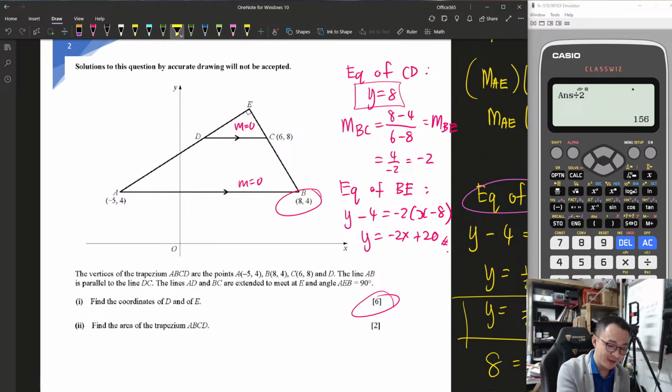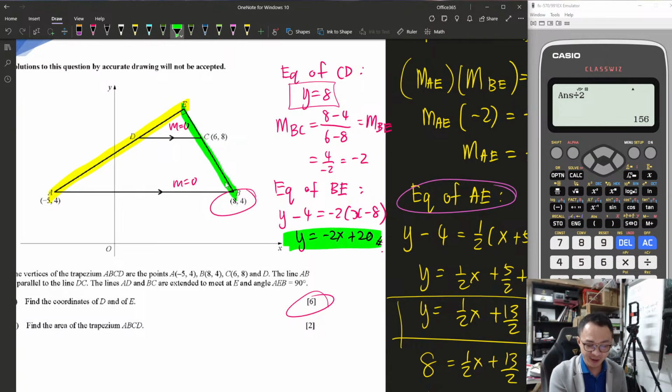If you see here, AE, and then another one, CD. Both of them intersect at D, isn't it? So this is the reason why I got the coordinate D here. Okay, now I want to find the coordinate E. So I will use AE and BE. I got the equation of BE here, isn't it?